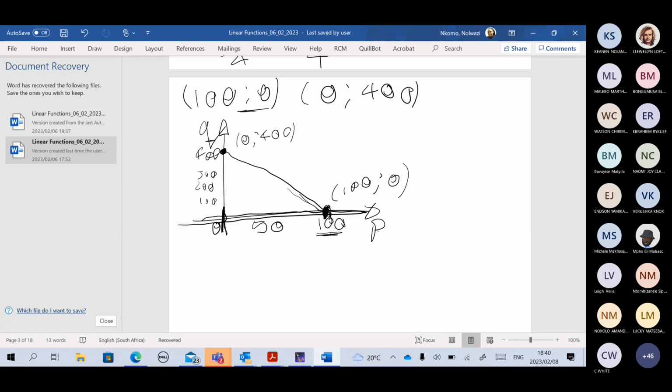Yes, ma'am. So when interpreting the graph, will it be wrong, like I'm not sure if you have to include the numbers? Will it be wrong for me to say as the price increases, the demand decreases in terms of interpreting? That's still fine. So you can just interpret the graph anyhow. You don't have to include the numbers. Okay, thank you so much.